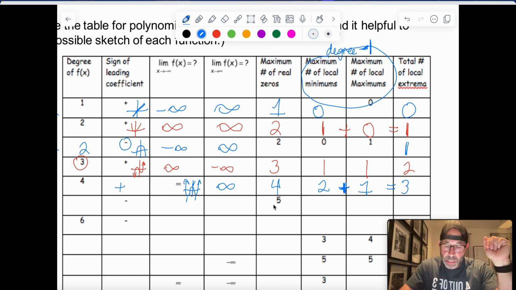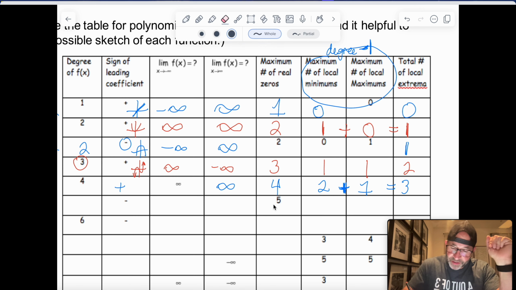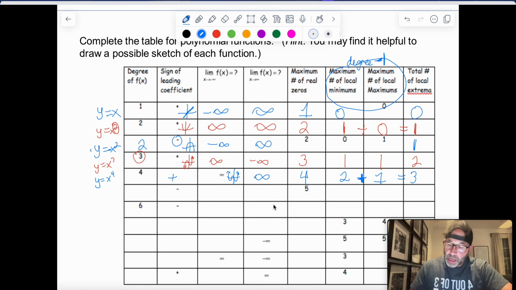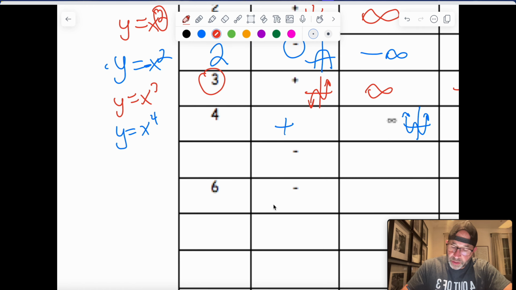Okay? All right, let's continue on with our little puzzle. I just destroyed that graph, so let me redraw that. It's going to look something like this. Okay. Let's move on to y equals x to the 4th, but this time there's going to be that negative that's there for the leading coefficient.